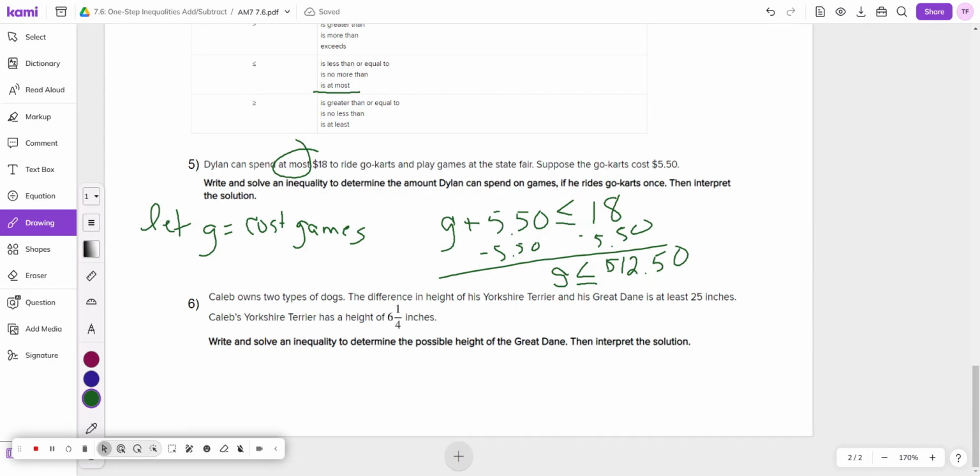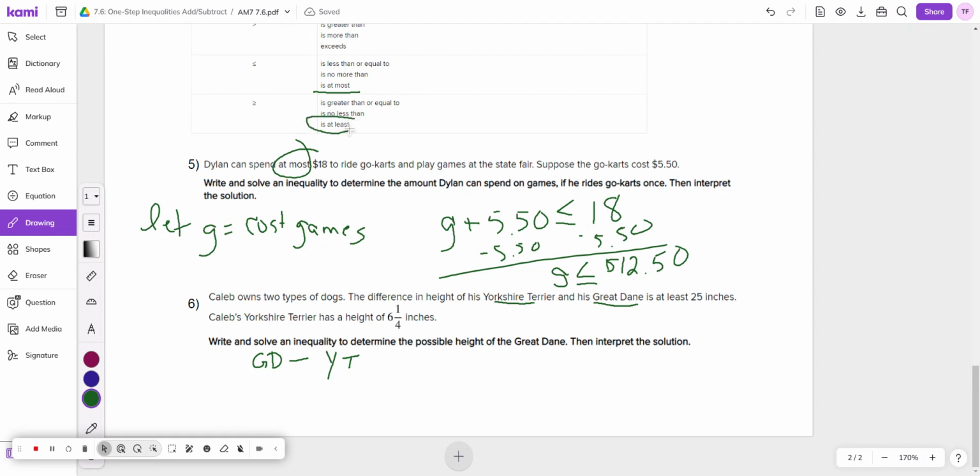All right, looking at number 6, Caleb owns two types of dogs. The difference in height of his Yorkshire Terrier and his Great Dane is at least 25 inches. Caleb's Yorkshire Terrier has a height of 6 1/4 inches. Write and solve an inequality to determine the possible height of the Great Dane. All right. So the difference in the height of the Yorkshire Terrier and the Great Dane is at least 25 inches. So think about it. That would be the height of the Great Dane, since we know the Great Dane is bigger, minus the height of the Yorkshire Terrier is at least, let's look up here.